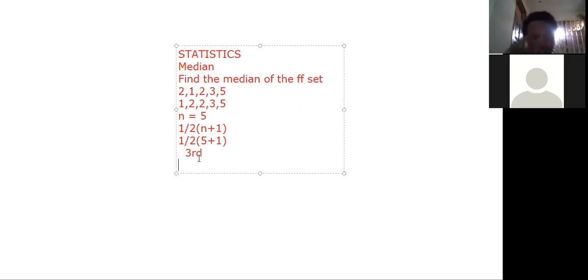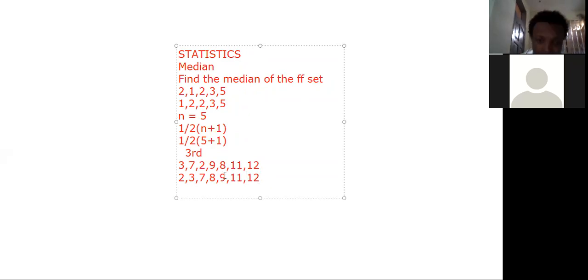Now let's do some more. So we have 3, 7, 2, 9, 8, 11, 12. So please, let's arrange it. Arranging it, what are we going to get? 2, 3, 7, 8, 9, 11, 12. So let's count the set: 1, 2, 3, 4, 5, 6, 7.